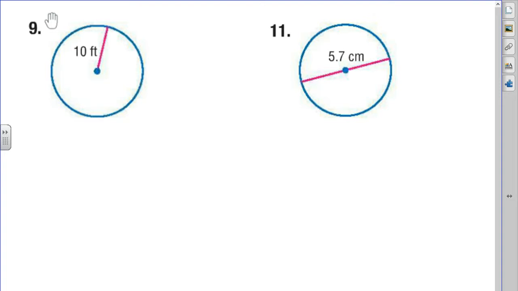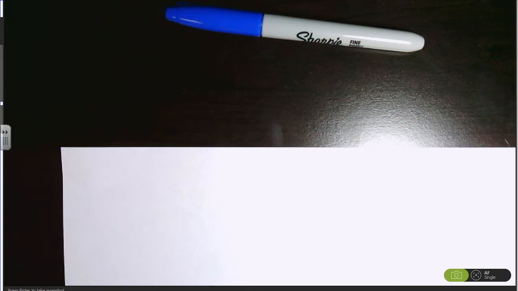Okay, so here are some problems from section 11.7, which is circumference of a circle. So number 9, you're supposed to find the circumference of that circle. Well, number 9, the formula we're going to use is 2 pi r. You can use pi d or 2 pi r, it doesn't matter.